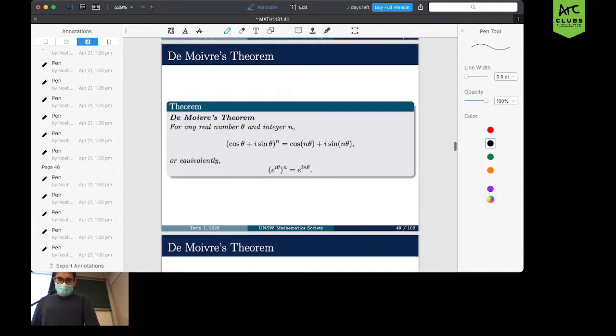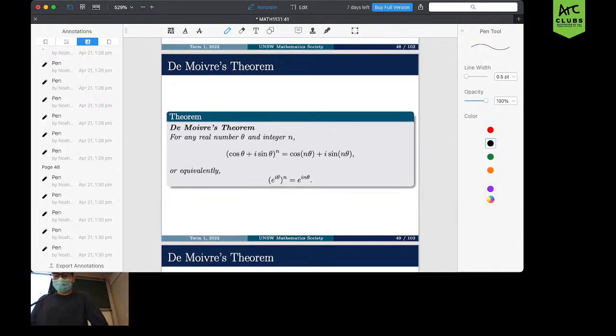So let's move on. Let's begin with de Moivre's theorem definition. This is the most common definition used in complex numbers. For any real number theta and integer n, cos theta plus i sine theta, all to the power of n, is cos n theta plus i sine n theta, or equivalently in polar form, e to the i theta all to the power of n is equal to e to the i n theta. So you can think of it as kind of distributing that n inside the inputs of the trigonometric functions or inside the polar form.